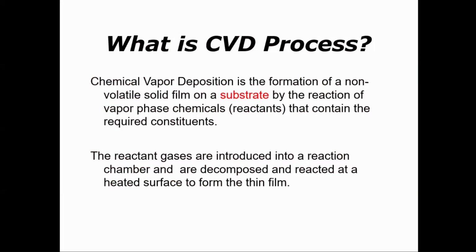CVD is the formation of a non-volatile solid film on a substrate by the reaction of vapor phase chemicals that contain the required constituents. In short, this is the typical chemistry definition. What you can say is the reaction of the target with the substrate, right? Yeah, you can say that the formation of a film on a substrate due to the reaction of the target with the substrate is known as the CVD process, the chemical vapor deposition technique.